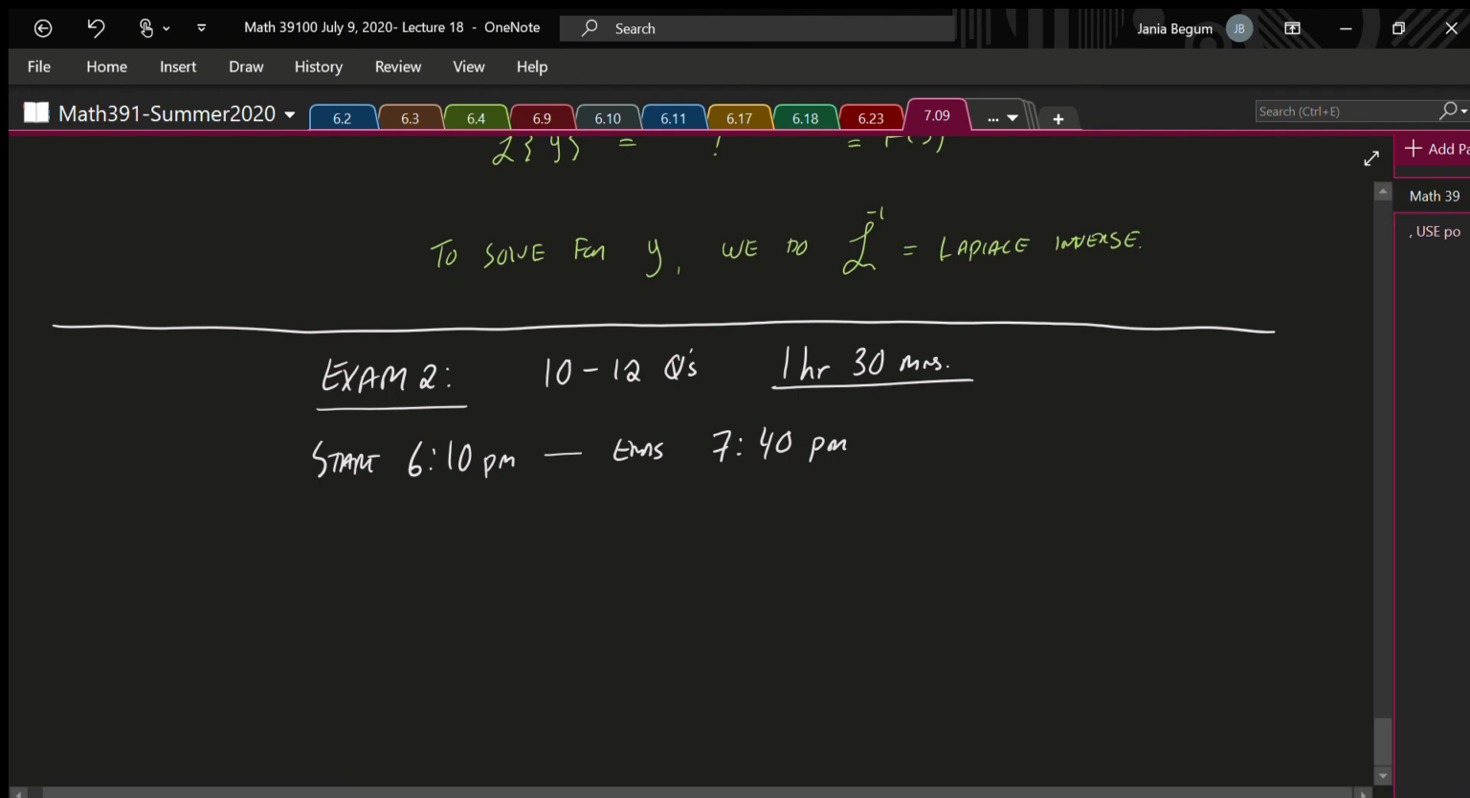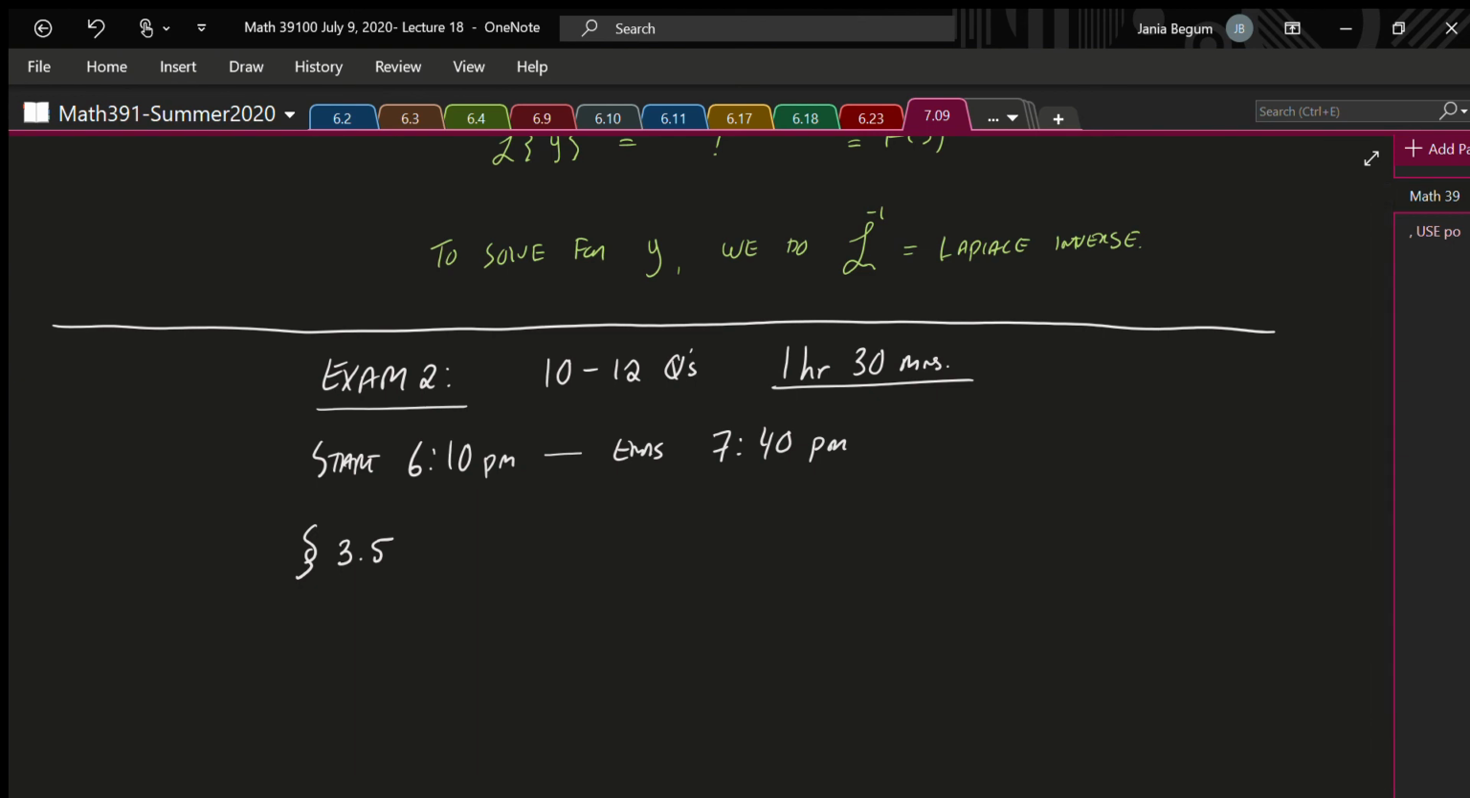And the sections for this test are going to start from 3.5. So 3.4 was on the last test, and that was, no, we didn't do that, right? We did the reduction of order. So 3.4 is going to be on this test, so the Euler equation is going to be here.